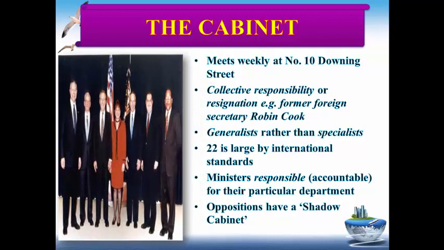The cabinet meets weekly at number 10 Downing Street. It is the residence of the Prime Minister. For example, collective responsibility led to the resignation of former Foreign Secretary Robin Cook. They are generalists rather than specialists. They are 22. They are large by international standards. Ministers are responsible for their particular department, and they have an opposition, a shadow cabinet.